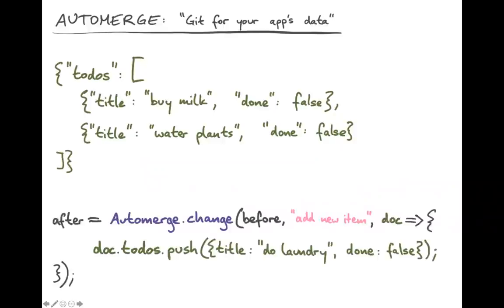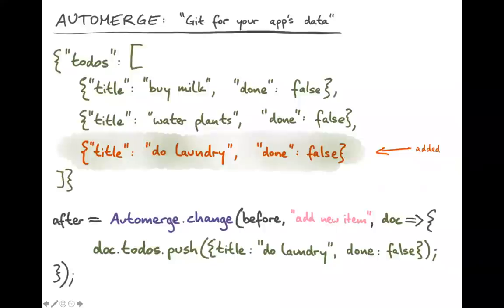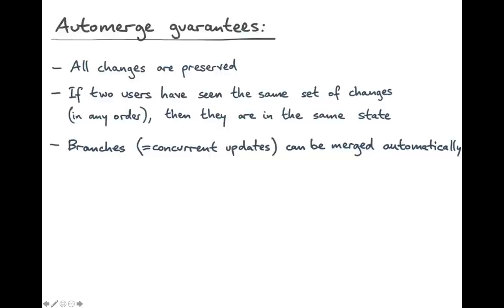So another example is, if I have the "do laundry" item and I want to add that to my to-do list, similarly, I would call a change function. I call doc.todos.push, which is the JavaScript function for appending an item to a list, and I just provide the new object and append it to the list. So it's a fairly straightforward API for manipulating JSON, essentially.